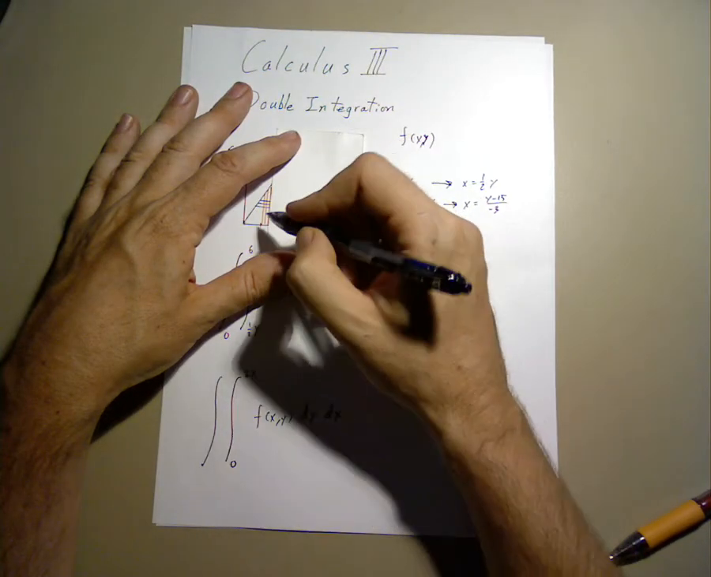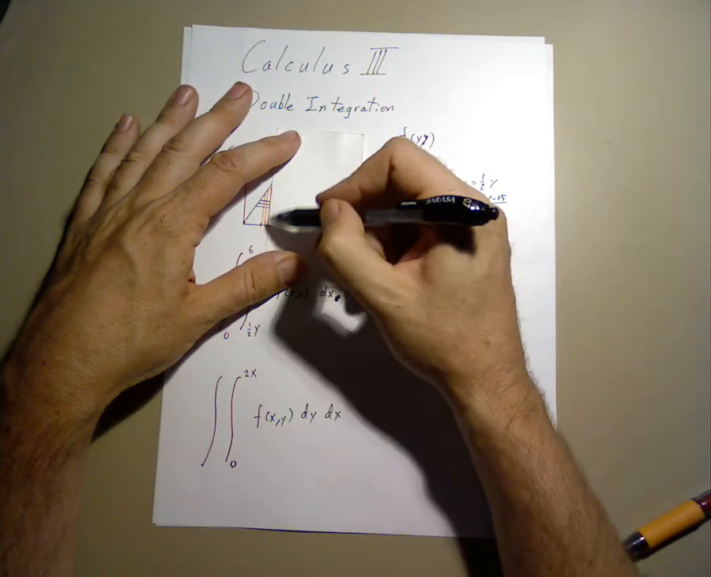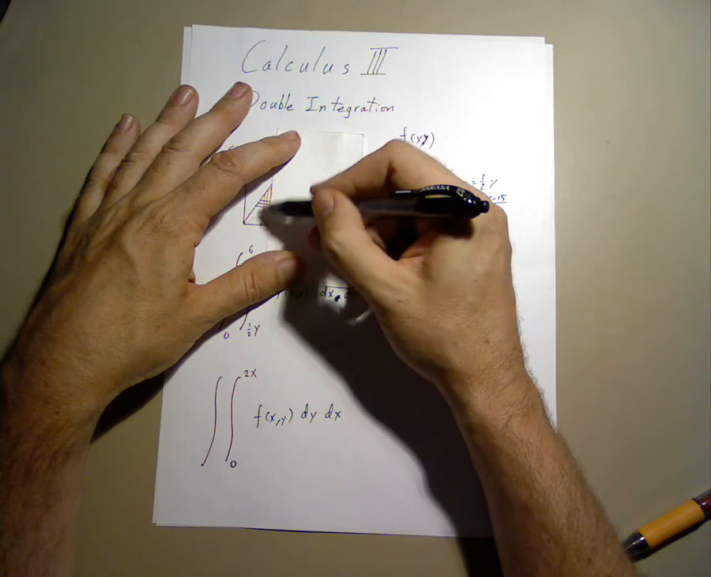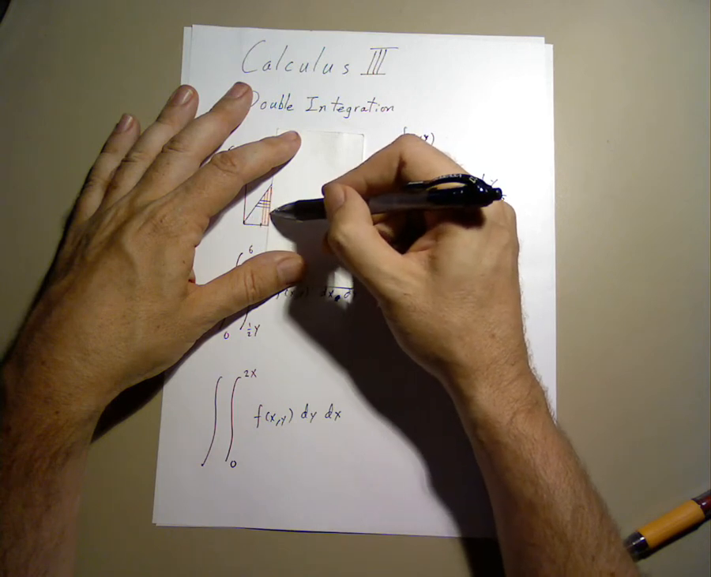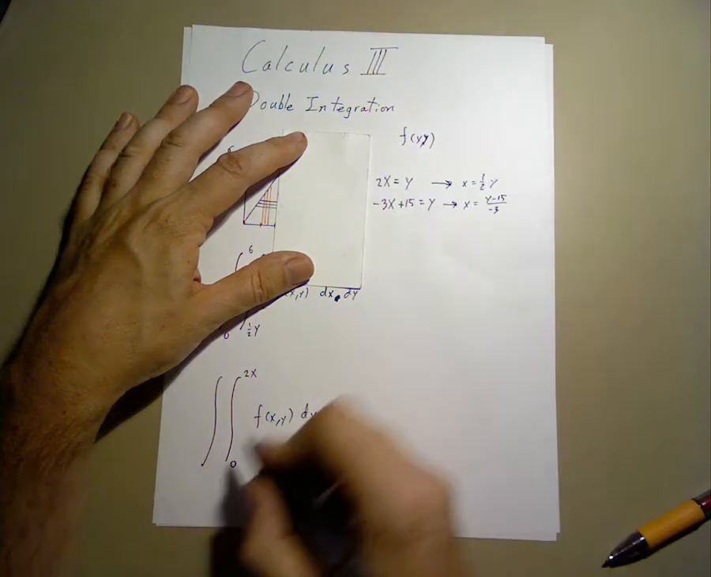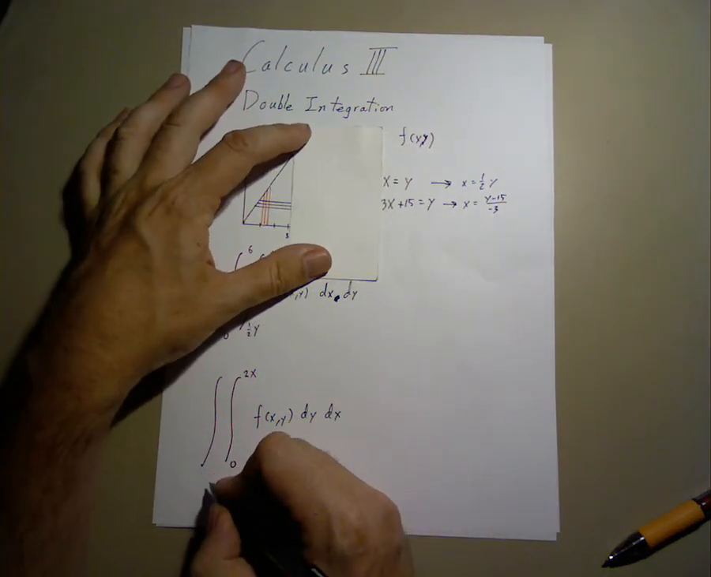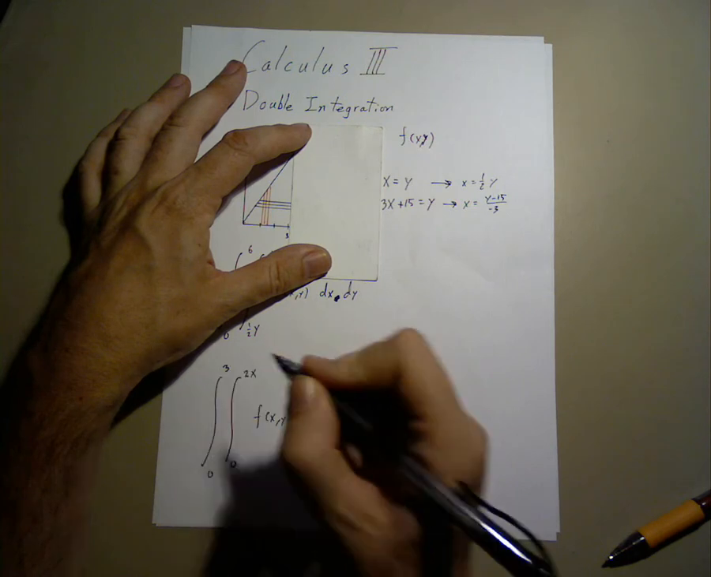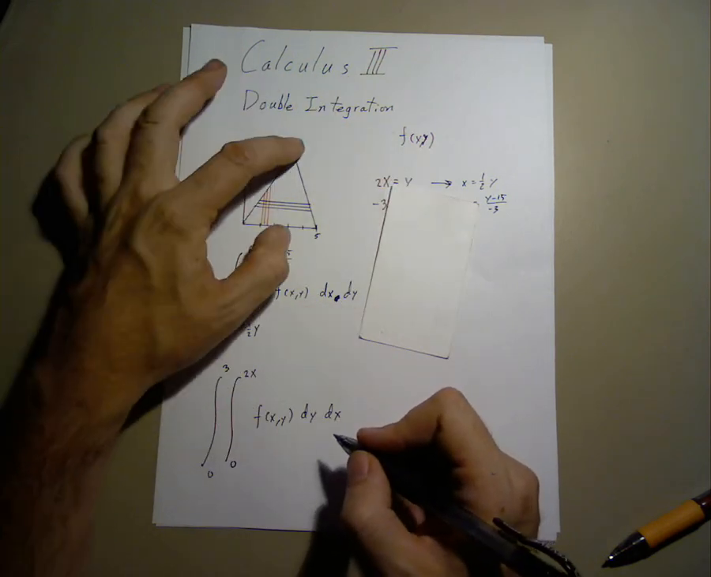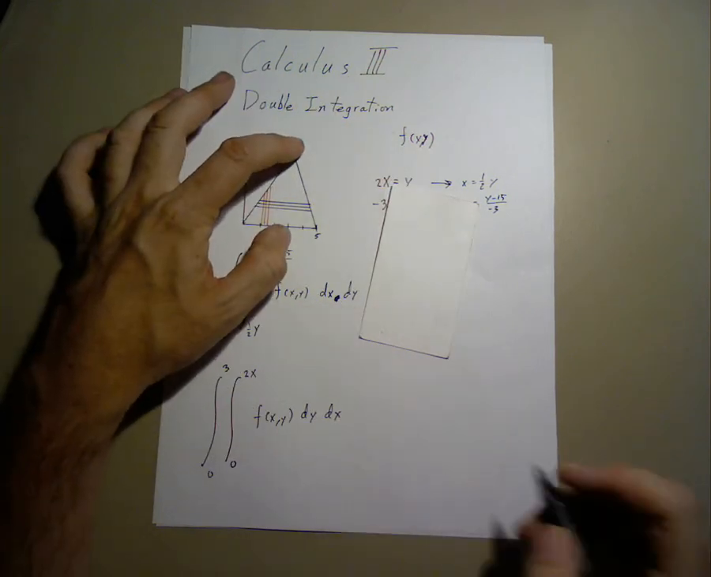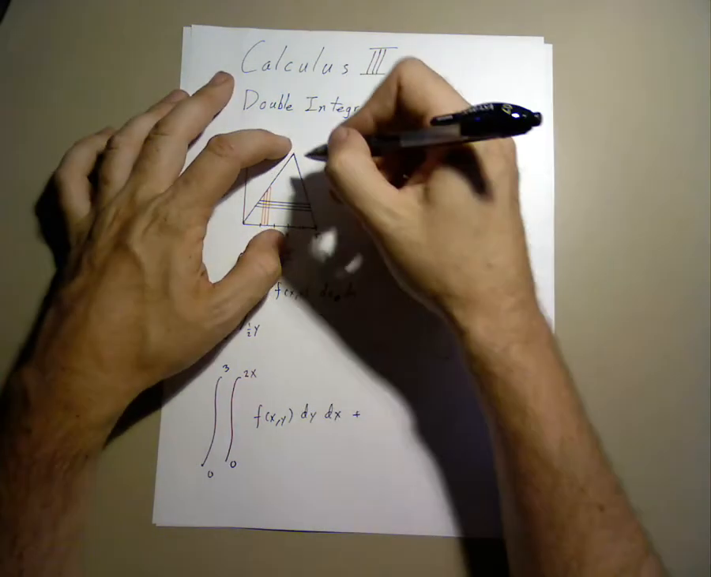And after we integrate that, we'll integrate for all these possible orange lines, which means we'll want to integrate from 0 to 3. Notice I only did half of this. We'll have to set up a second integral for the second half.